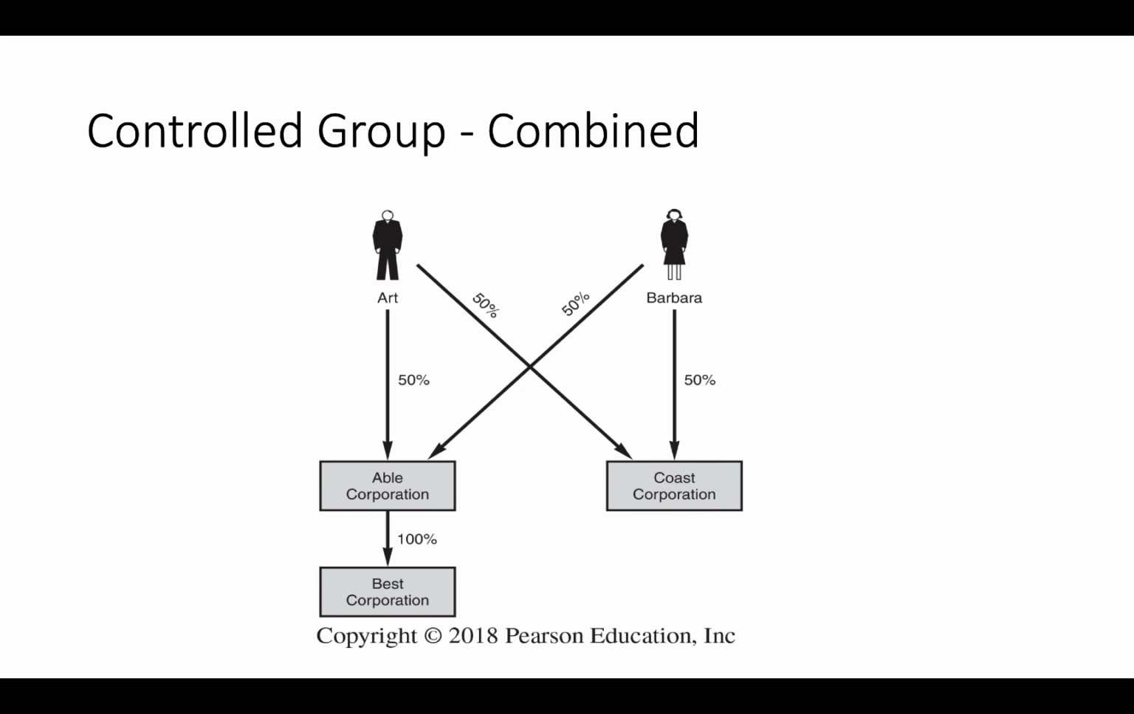So here we have Able and Coast, and they're members of a brother-sister group through the ownership of Barbara and Art. And then we have Best Corporation, who owns 100% of Able. So that's a parent sub. Able owns 100% of Best, so that's a parent sub. Able is the parent. So Able is a member of a parent sub as the parent. Able is also a member of a brother-sister. So this is a controlled group, a combined controlled group, and Able, Best, and Coast are all members of the group.